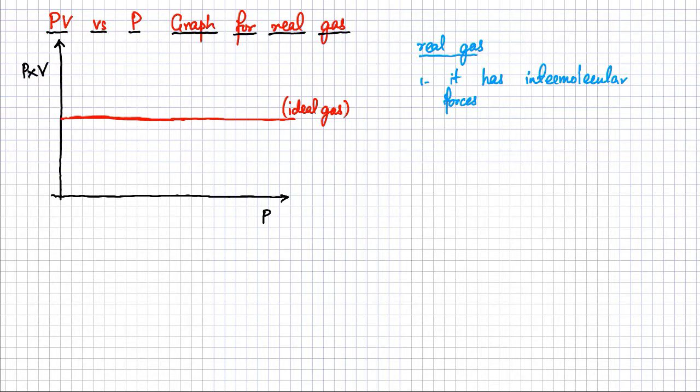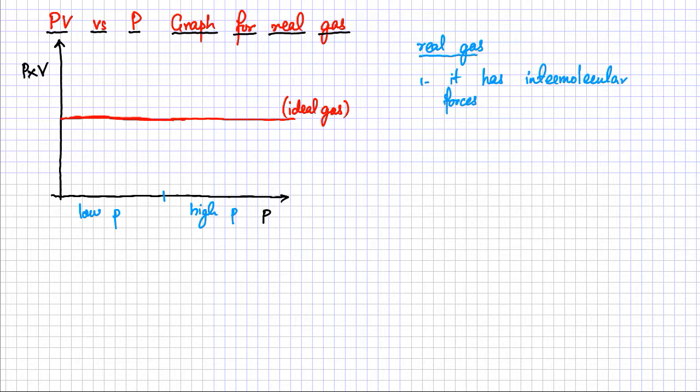So let's break our axis up, this pressure axis, into two parts. One is our low pressure part. So let's say this is where the pressure is low, and the other side is where the pressure is high. So I'm dividing the graph into two parts: the low pressure side and the high pressure side.